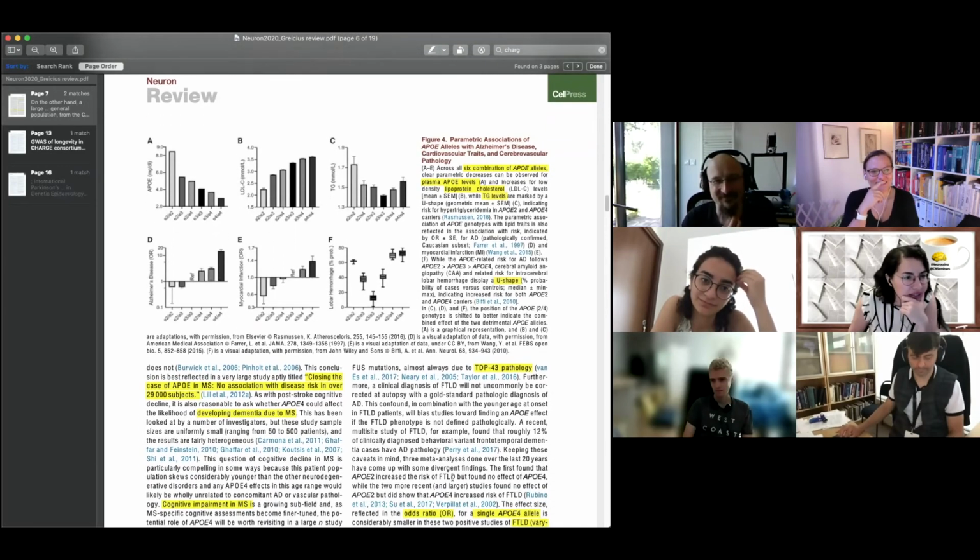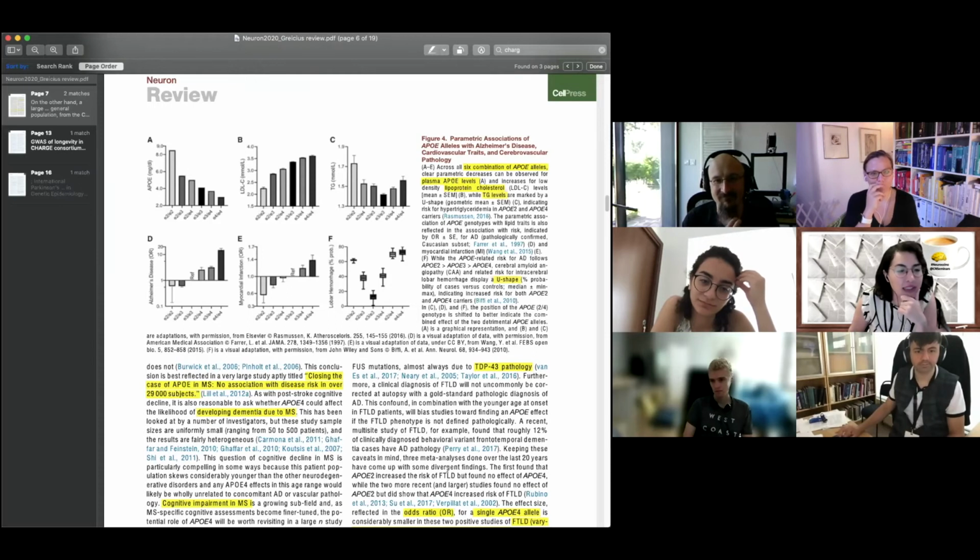So protective. It seems that APOE2 is protective for some diseases.